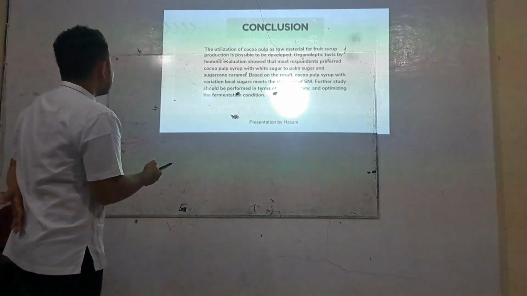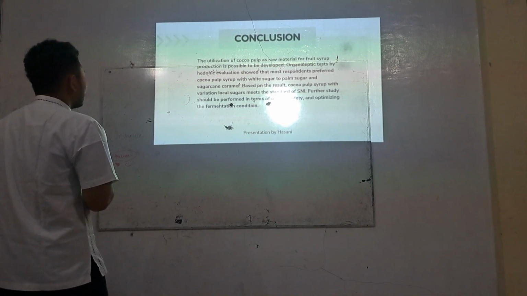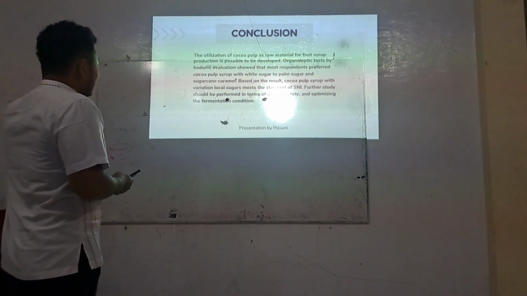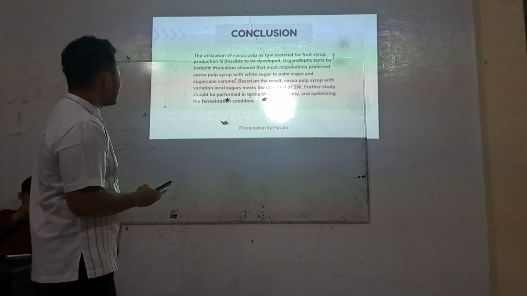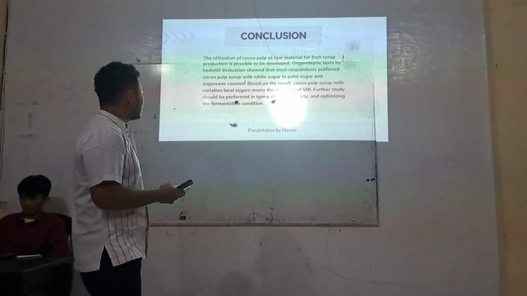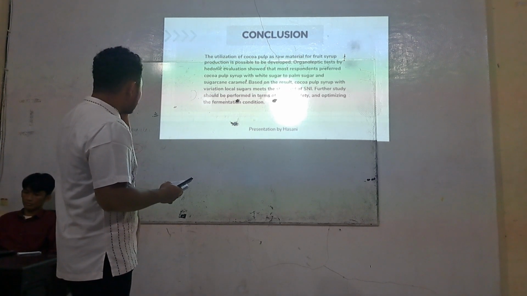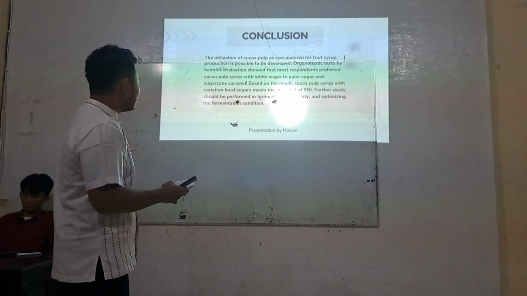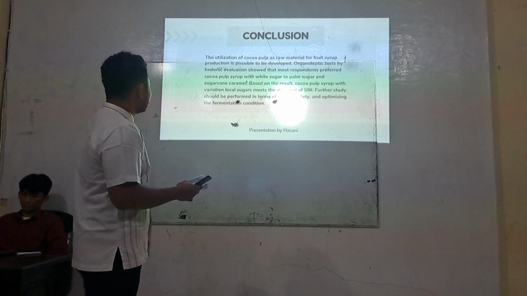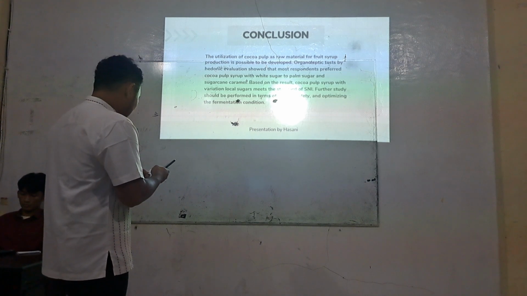Conclusion: the utilization of cocoa pulp as raw material for syrup production is possible to be developed. Organoleptic tests by hedonic evaluation showed that most respondents preferred cocoa pulp syrup with white sugar, then palm sugar, and sugarcane caramel. Based on the results, cocoa pulp syrup with variations of local sugar meets the SNI standard. Further study is needed in terms of quality, safety, and optimizing the fermentation condition.